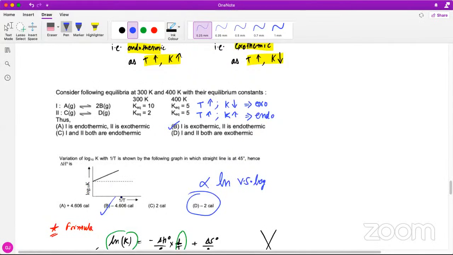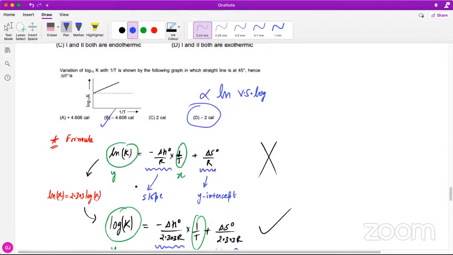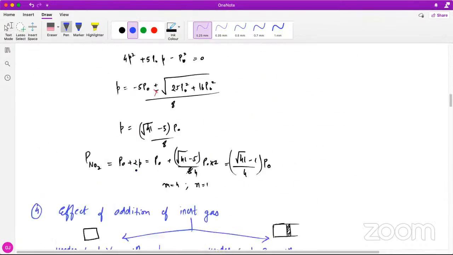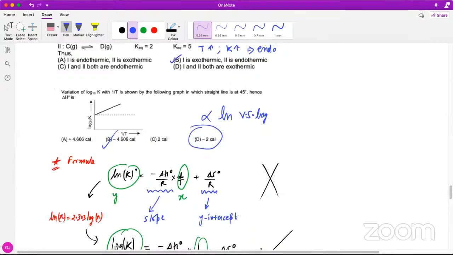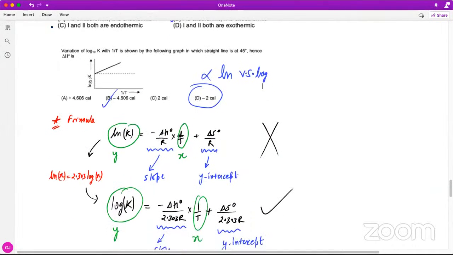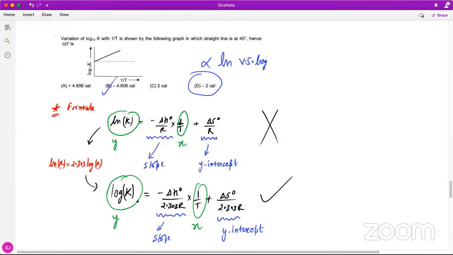यहाँ पर log k वर्सेस 1/t का ग्राफ है ना. तो log k वर्सेस 1/t के ग्राफ का जो स्लोप है उसमें ये 2.303 r टर्म आएगा ना. तो जो स्लोप है आपका दैट इज माइनस डेल्टा एच नॉट अपॉन 2.303 r. ठीक है. लॉन वाला मत यूज कर लेना. लॉन वाले में ग्राफ लॉन के वर्सेस 1/t होता, बट यहाँ पे लॉग के वर्सेस 1/t है. तो यूज दिस एक्सप्रेशन.